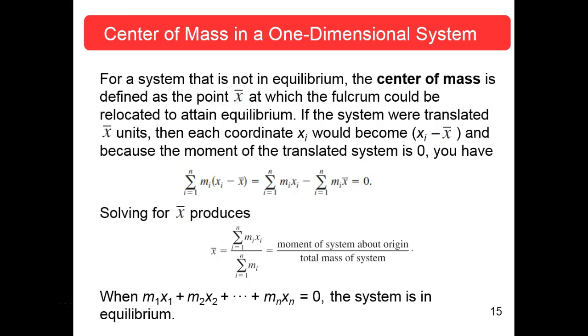Divided by your total mass, the summation of all your little masses from i equal 1 to n, that's your total mass of the system. So there's your definition for your center of mass. And when all these, which is this numerator here, add to 0, the system is in equilibrium, and your center of mass is at that origin. So there's the equation we'll be using for finding center of mass.